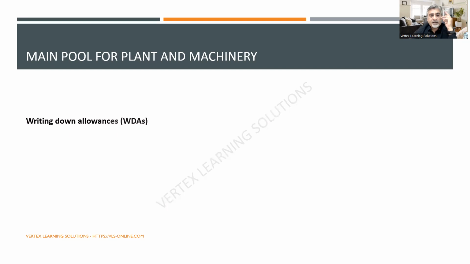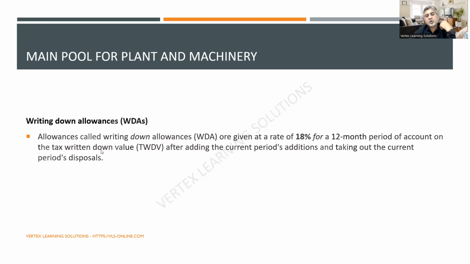Okay, writing down allowance, WDA. This is your capital allowance, okay? Allowances called writing down allowance are given at a rate of 18% for a 12-month period of account on the tax written down value. So number one, you see your rate. This is writing down allowance, the same like the depreciation, official depreciation. How much you charge? You charge 18% writing down allowance. And is it 18% of the cost, straight line? No. Tax written down value, which means reducing balance method.